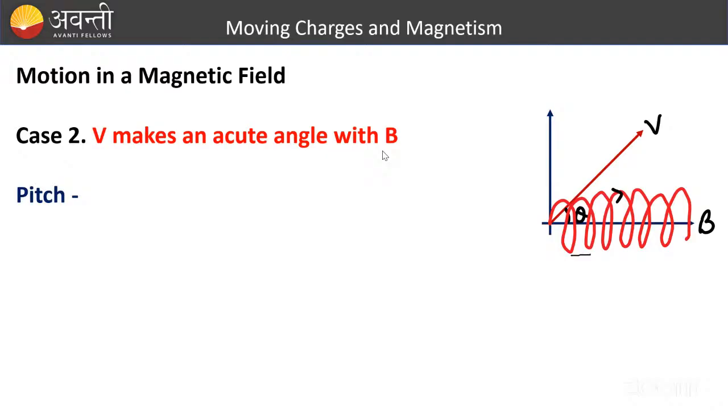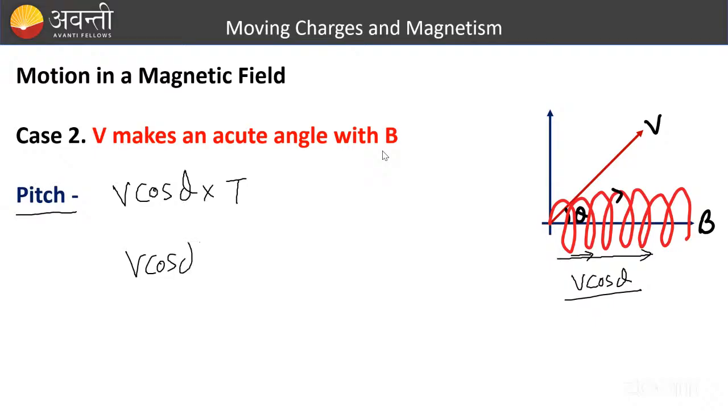It is simply how much horizontal distance it will cover in one time period. So horizontal distance it is going because of v cos theta velocity, right? In this direction, why it is going? Because of v cos theta. So pitch is what? It is horizontal distance covered in one time period. So pitch value will be how much? V cos theta into time period. So v cos theta into 2 pi m by qB.